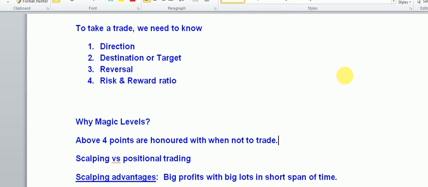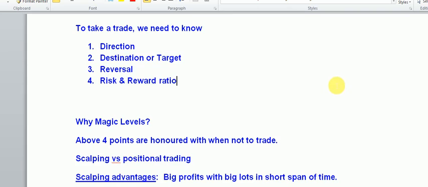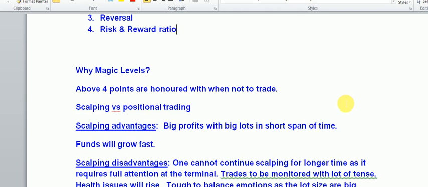As I told you yesterday, before taking a trade, one has to know these 4 points: direction, in which direction the pair is moving, a destination or target, reversal, and risk reward ratio. Normally the risk reward ratio should be minimum 1:2. It should be minimum. Magic levels takes care of all these 4 points: direction, destination, reversal, and risk reward ratio.